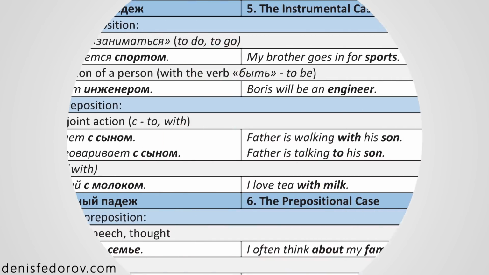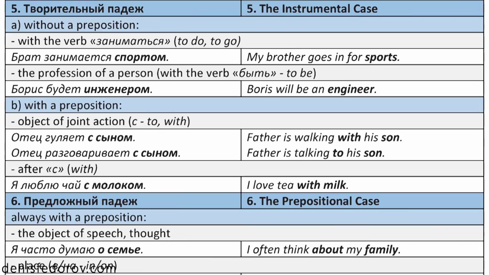Overall, for the instrumental case, there are four most common situations it is used in. With the verb заниматься, to do, to go: Брат занимается спортом. My brother goes in for sports. The profession of a person with the verb быть, to be: Борис будет инженером. Boris will be an engineer.